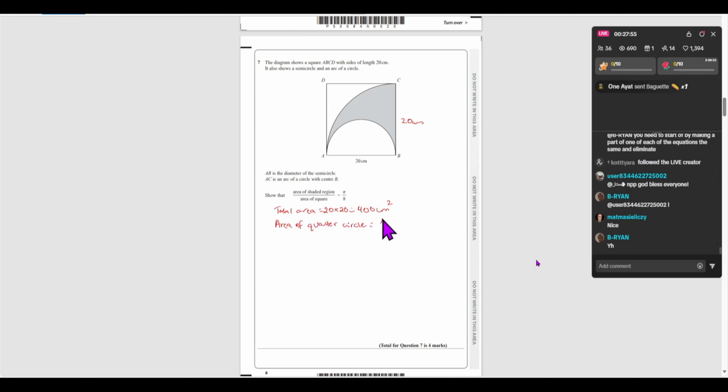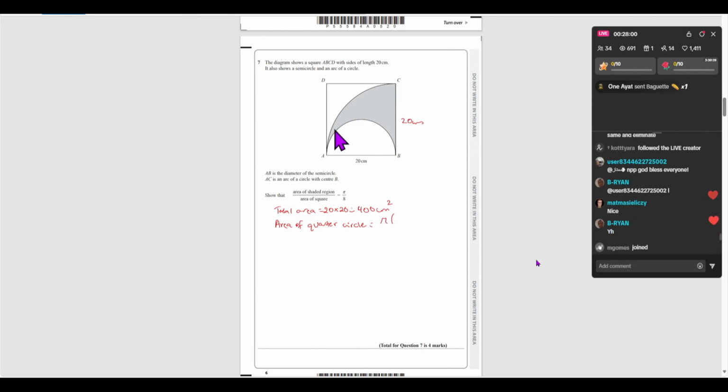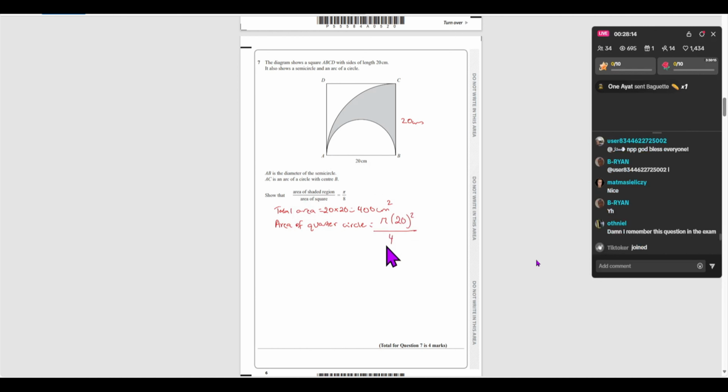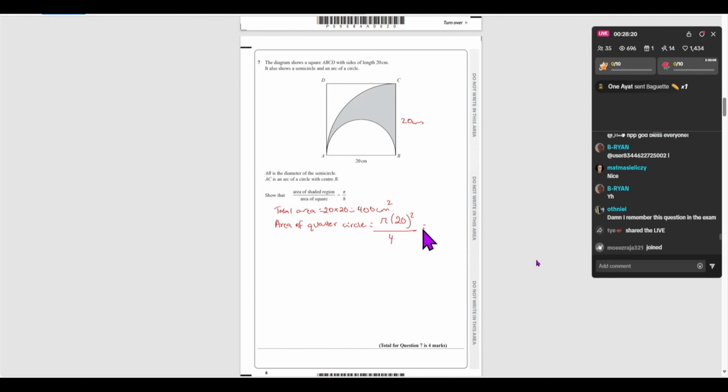is equal to pi, and then the radius will be 20, because since this is basically a circle, then this is going to be the radius. 20 is going to be the radius, 20 squared divided by 4. And then we'll simplify this to 100 pi centimeters squared.